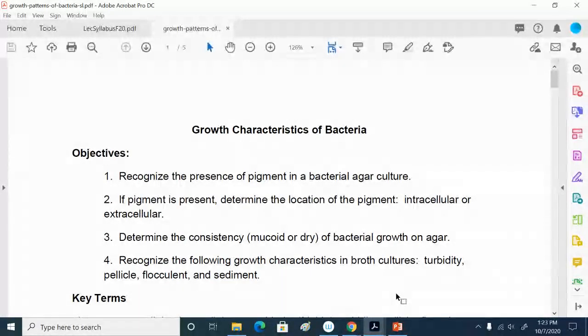So we all see the growth characteristics. Yes? Yeah. So we are going to look at some growth characteristics for bacteria growing on agar, as well as for bacteria growing in broth.